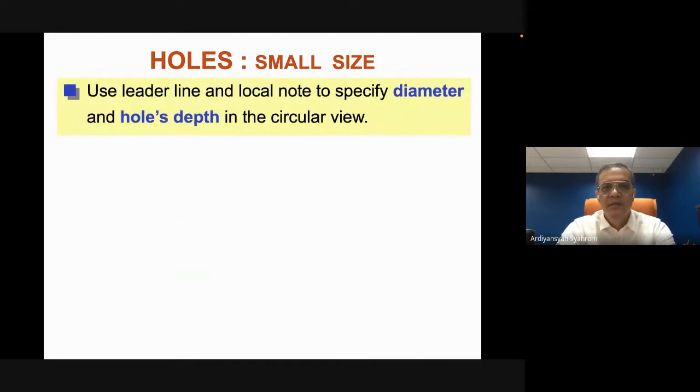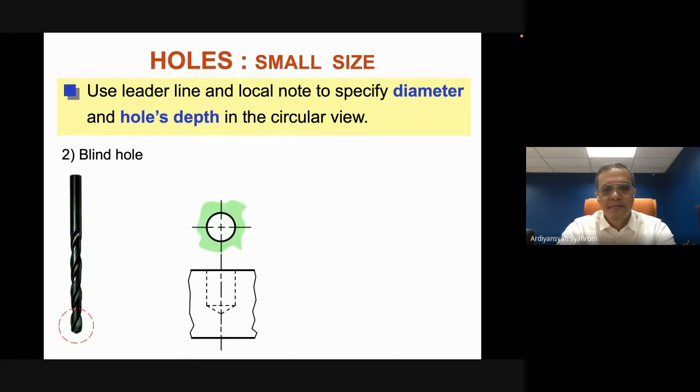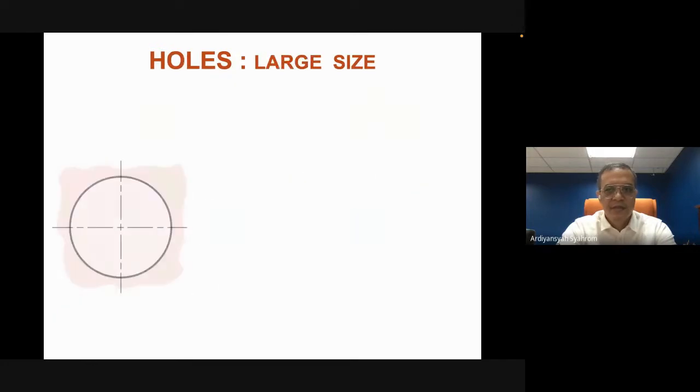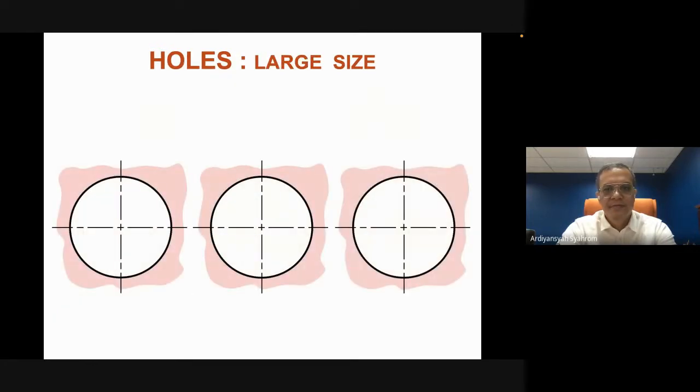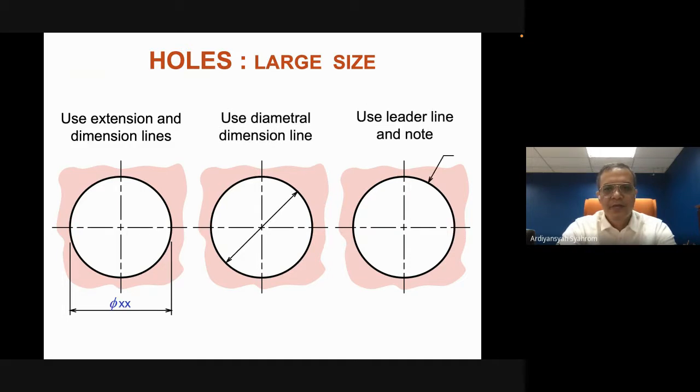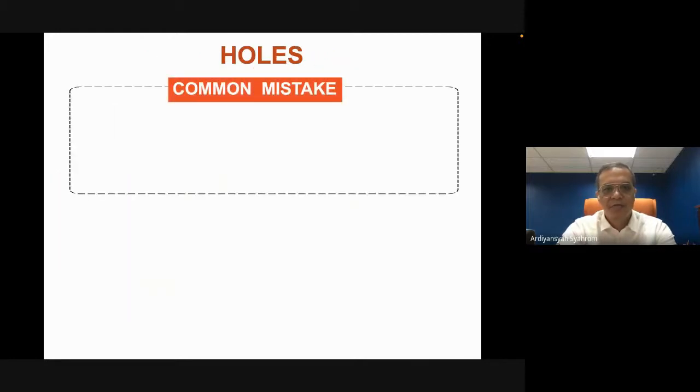Hole small size. Blind holes, the depth of holes, real and wide depth. Use extension and dimension line. Use a leader. You can give a mistake.